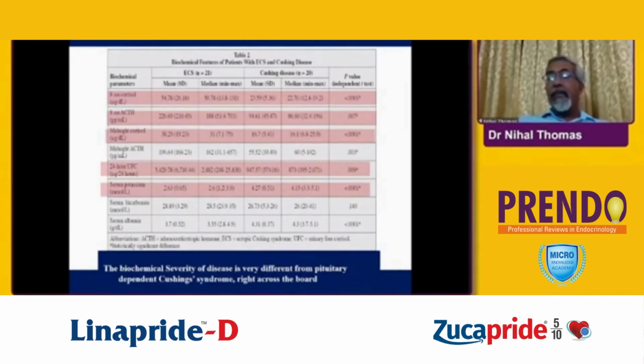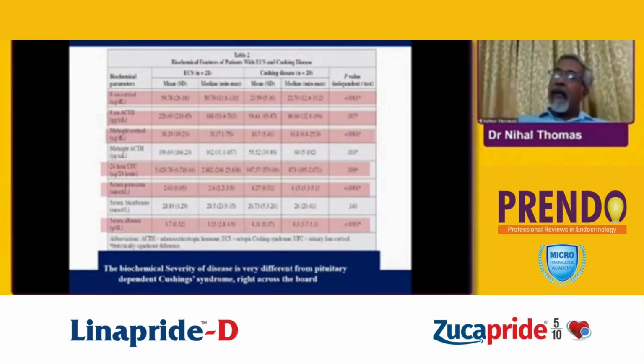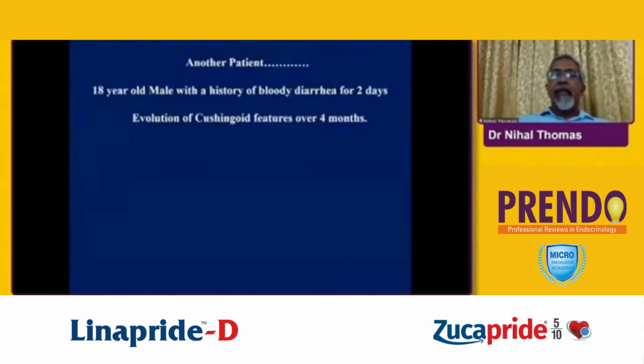Remember, the high-dose dexamethasone suppression test may not be suppressed in about 15% of patients who have pituitary-dependent Cushing syndrome. Because they have a highly catabolic state, the serum albumin is also extremely low. And of course, as I mentioned to you, they have hypokalemic alkalosis as well.